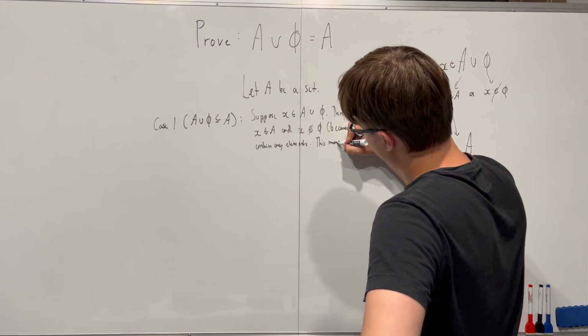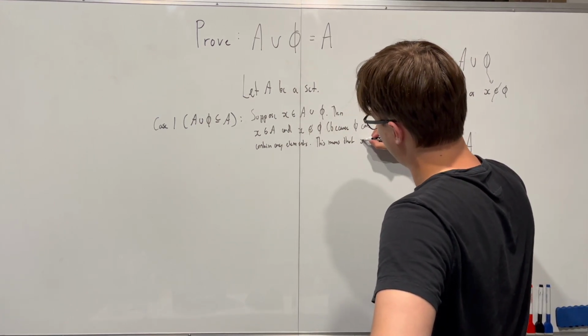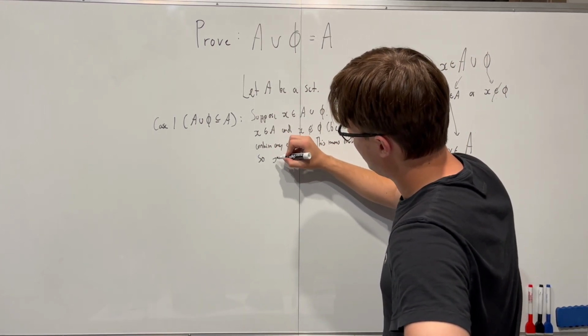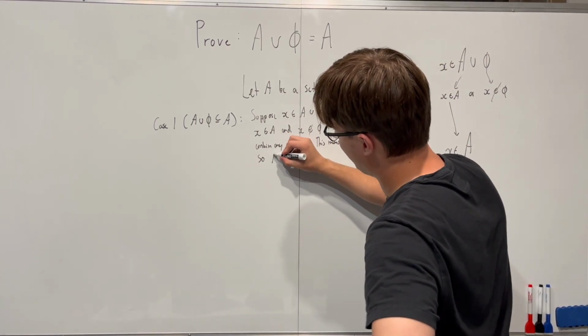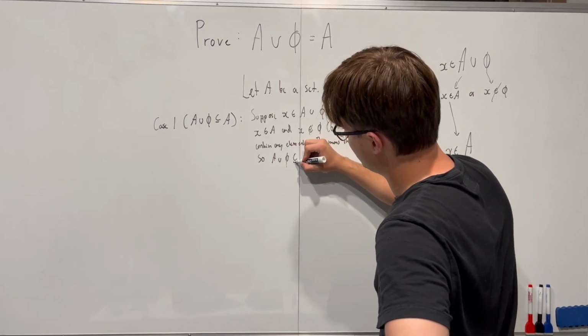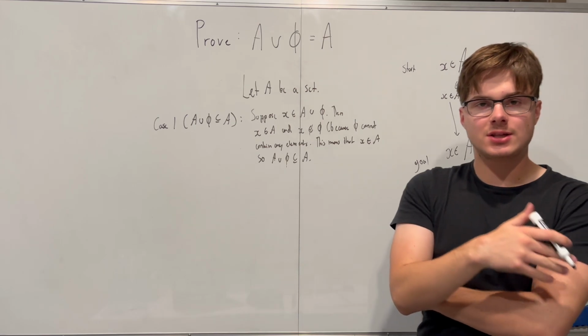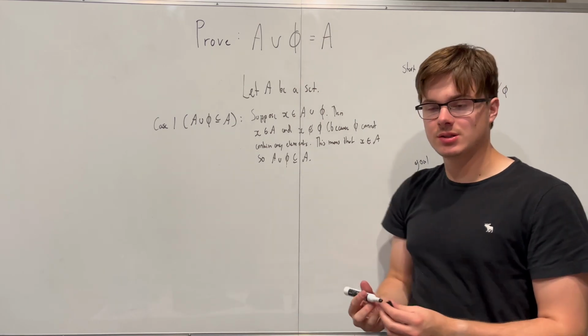This means that X is an element of A. So we can then conclude that A union the empty set is a subset of A. Fantastic. Okay, we've proven our first case. Let's go ahead and prove the second case.